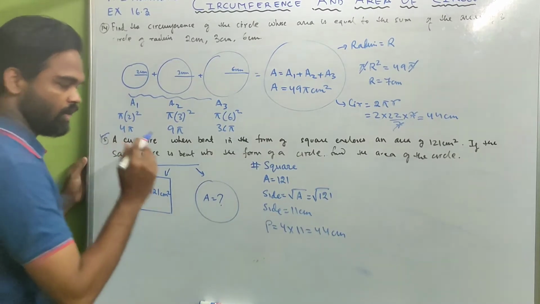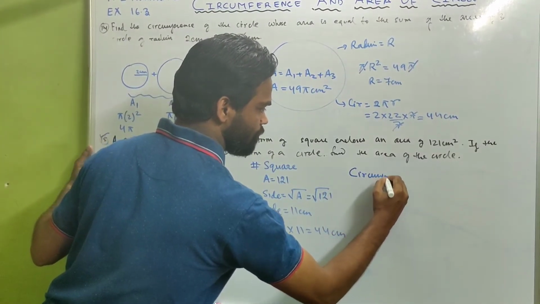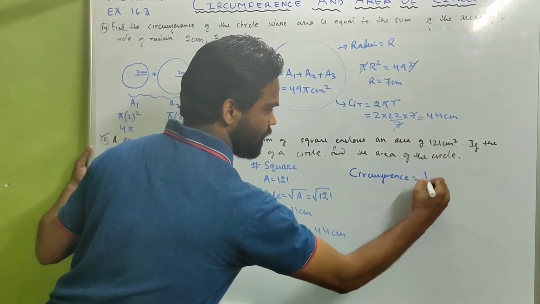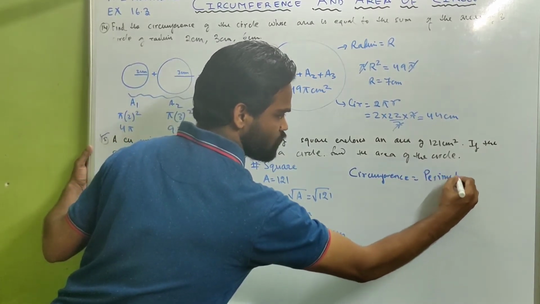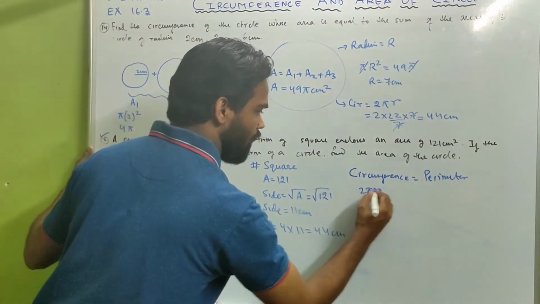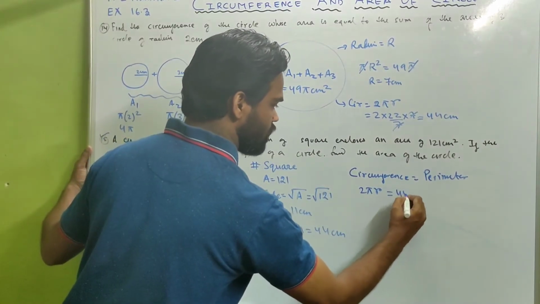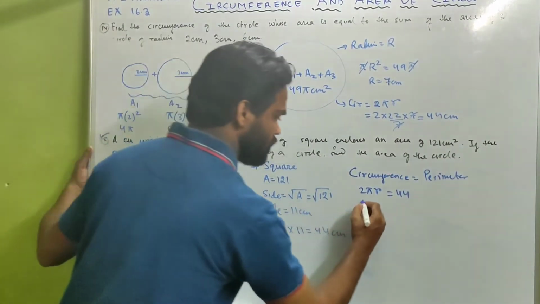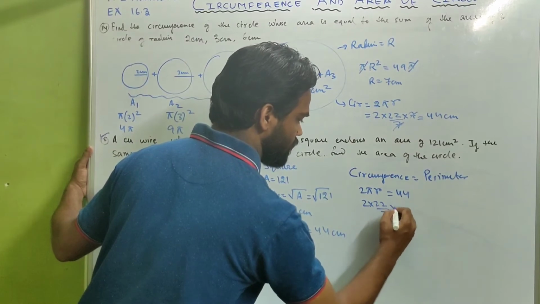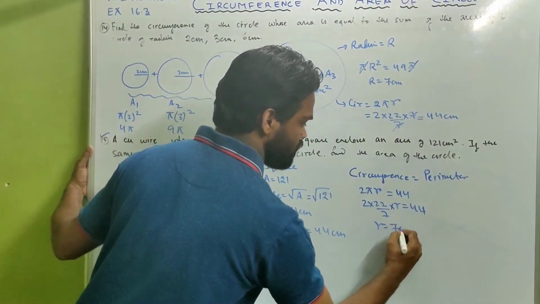Now the perimeter of the square and the circumference of the circle have to be the same. So circumference of the circle is 2 pi r, and the perimeter is 44. So just solve it. 2 into 22 by 7 multiplied by r is 44. Is it clear? So r is 7 centimeter.